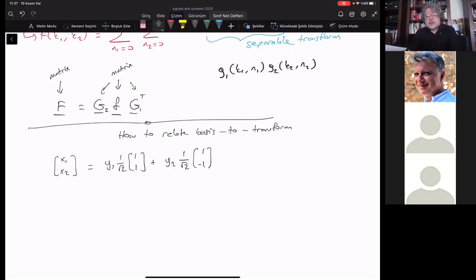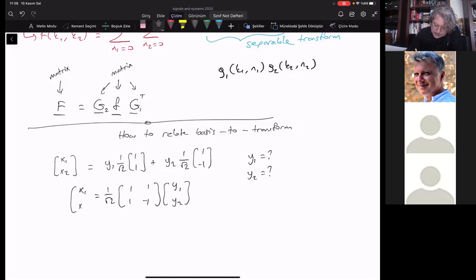This was the first linear algebra example that I gave you, if you may remember. Now the problem is, what is y1? I asked you this. And what is y2? You may formulate a 2 by 2 system of equations, because x1 and x2 are actually numbers. There are two unknowns, y1 and y2, and there are two equations. With this format, you just have to write it like this: 1 over square root of 2, [1, 1; 1, minus 1], y1 and y2 is equal to x1 and x2.